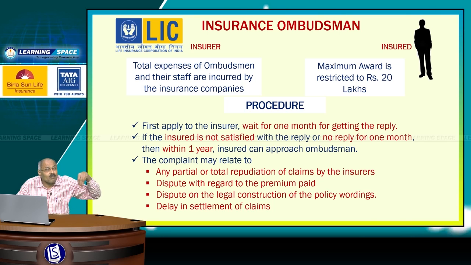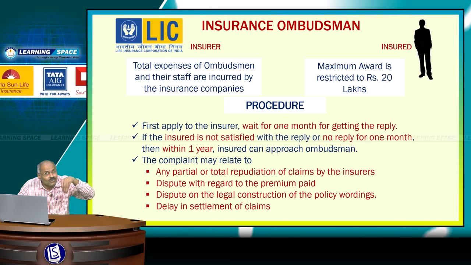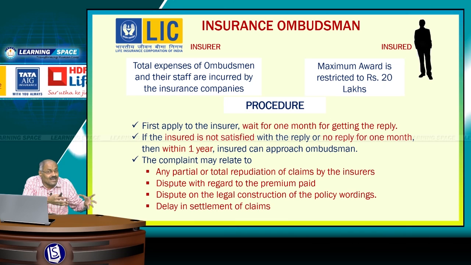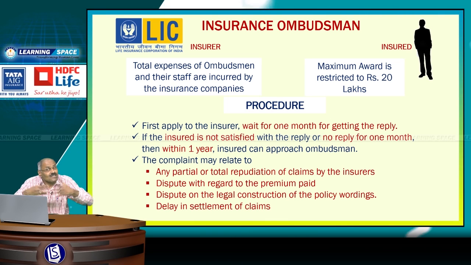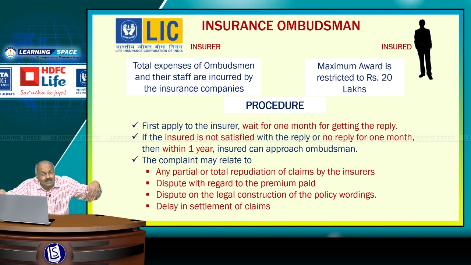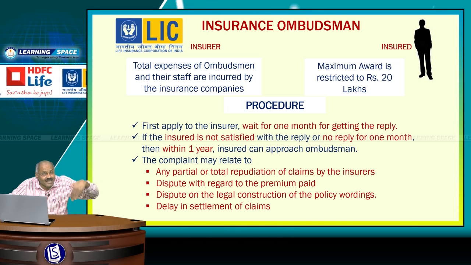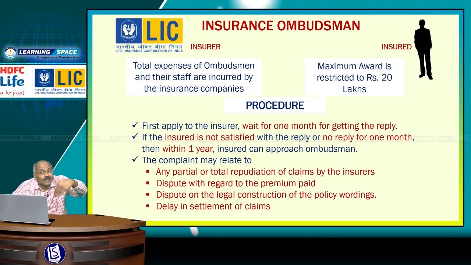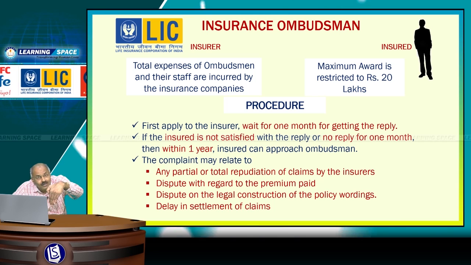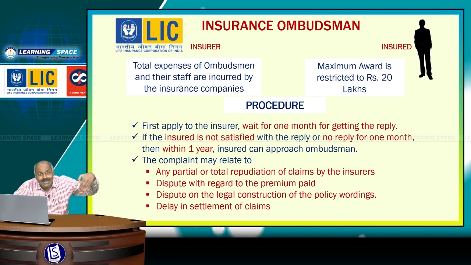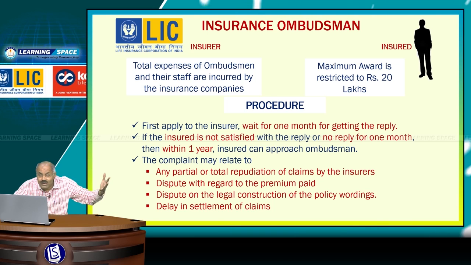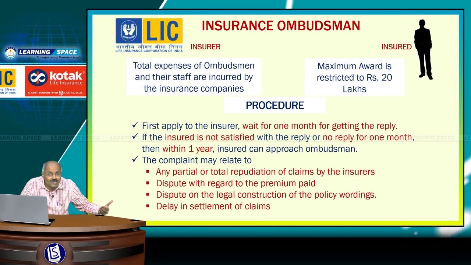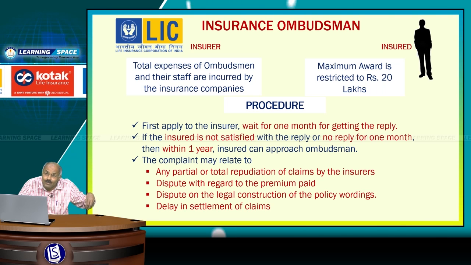And the complaint can relate to repudiation of claims by the insurers. There is some dispute with regard to the claim, some fire accident or theft occurred, but there is a dispute between insurer and insured. For this repudiation of claims by the insurers, people can approach the ombudsman. Second, a dispute with regard to the premium paid. Then a dispute with regard to the legal construction of the policy wordings. And delay in settlement of claims, then also we can approach the ombudsman. So, these are the circumstances under which people can approach the ombudsman.